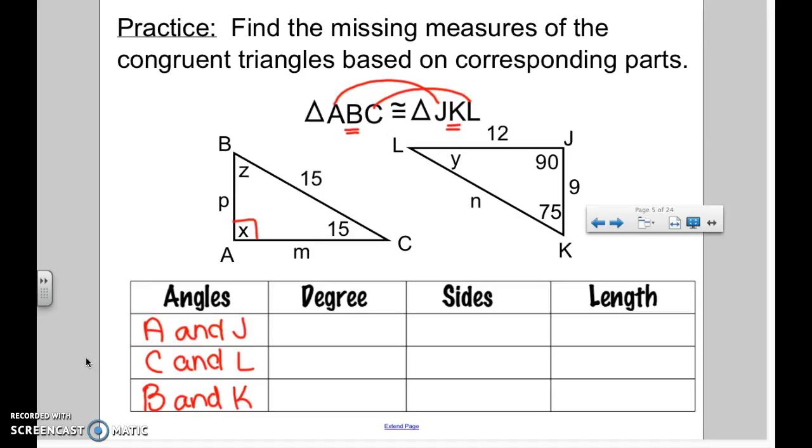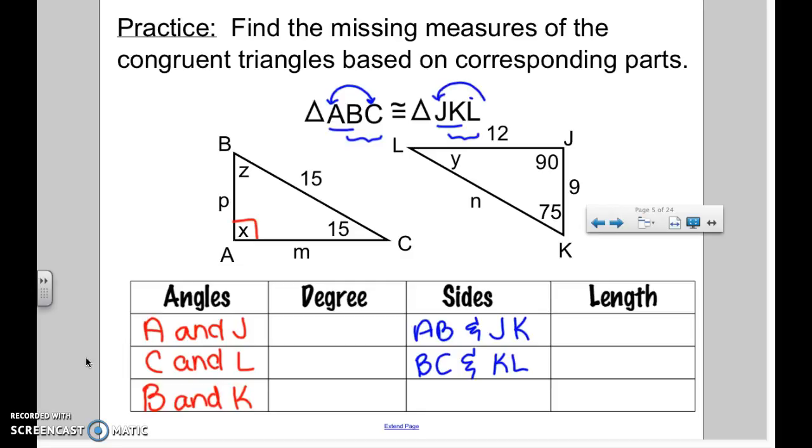I can use that same statement and go back and find all my sides that should go together. The first two letters, A and B, should correspond with JK. So side AB and JK are corresponding. If I look at the next group, I have BC and KL. And then the last one will have to be connected from the beginning to the end. So AC would go with JL.